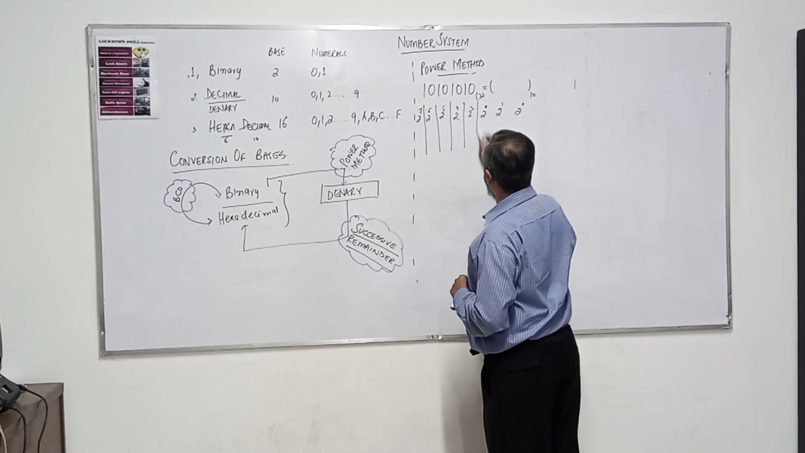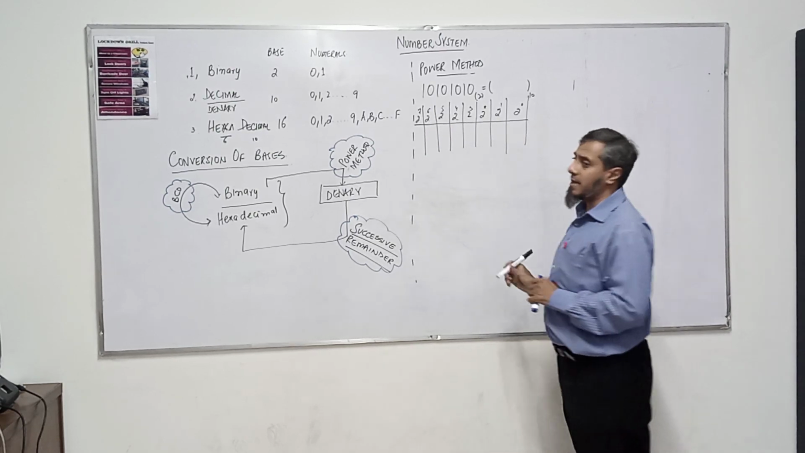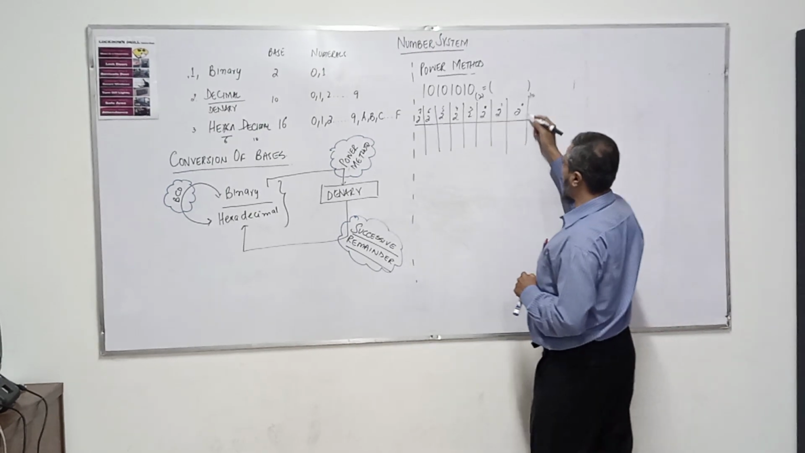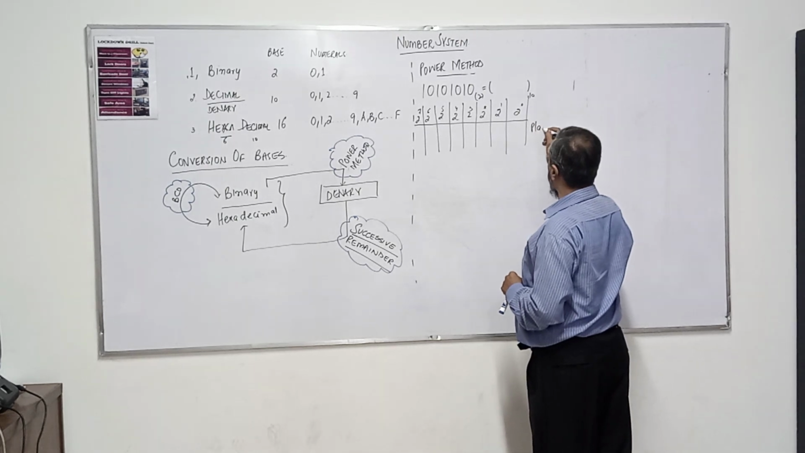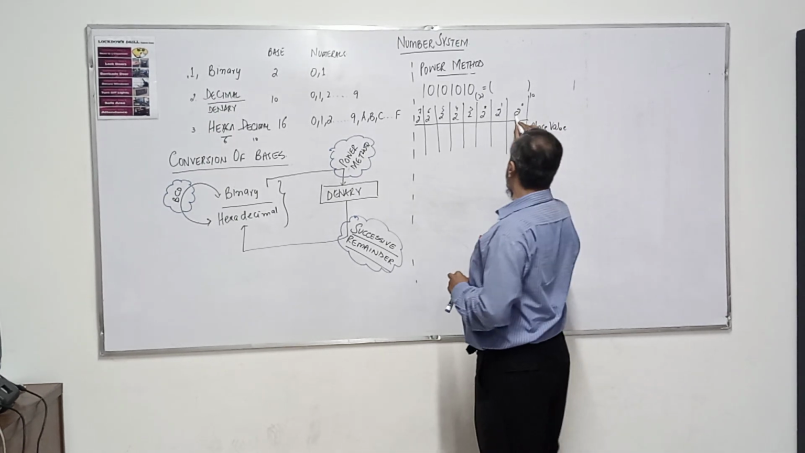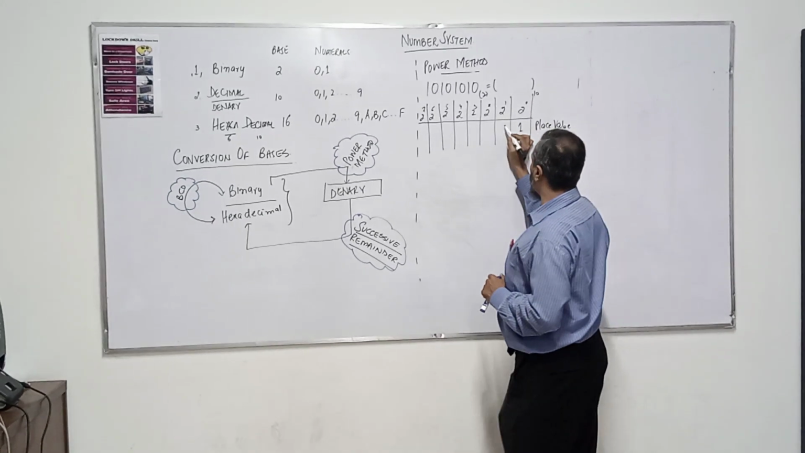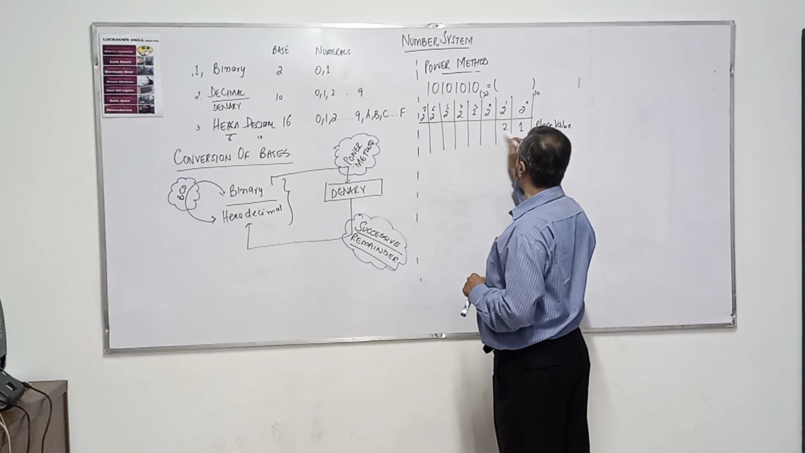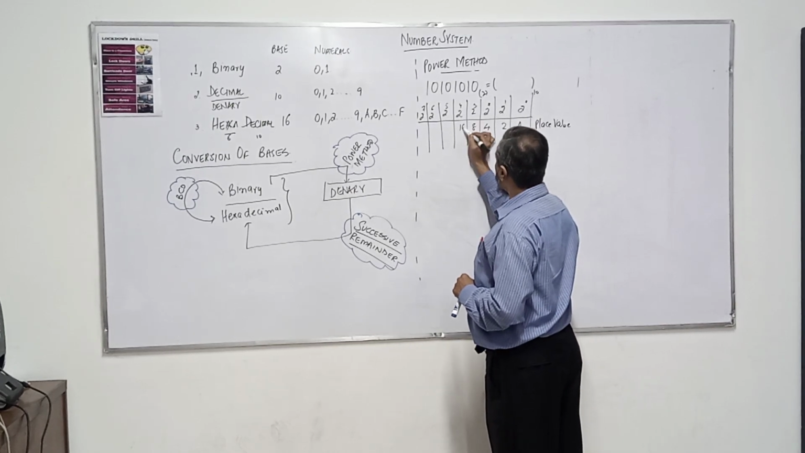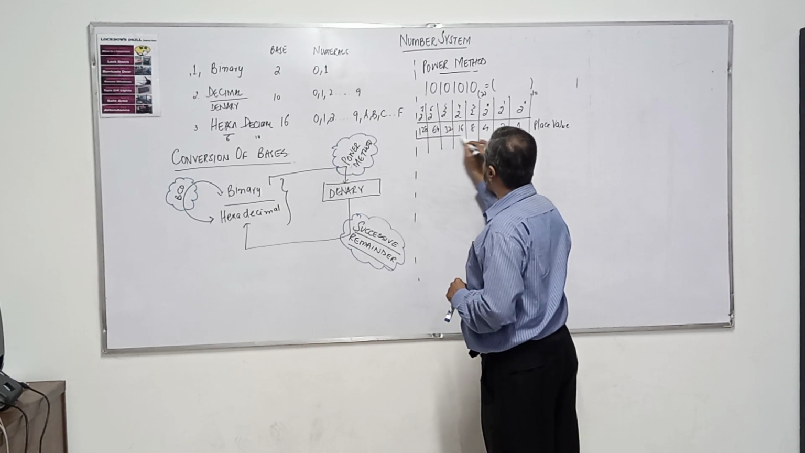These are the power forms, and now I'll try to solve for the place values. And what are the place values? If you convert these values into actual form, 2 raised to power 0 answer is 1, 2 to the 1 answer is 2, then 4, 8, 16, 32, 64, 128.